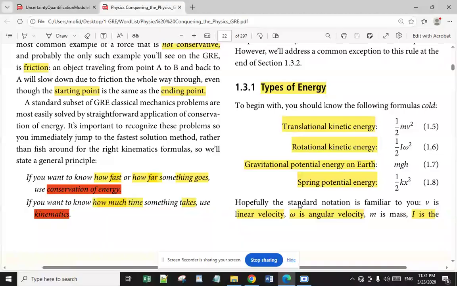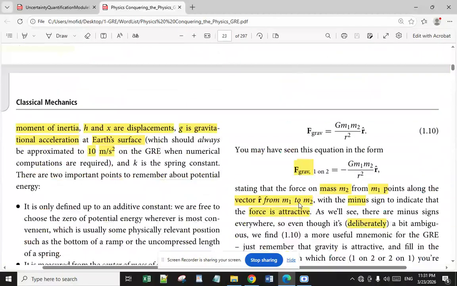Hopefully the standard notation is familiar to you. v is the linear velocity, omega is the angular velocity, m is the mass, I is the moment of inertia, h and x are displacement. g is the gravitational acceleration at Earth's surface, which should always be approximated to 10 meters per square second when numerical computations are required, and k is the spring constant.